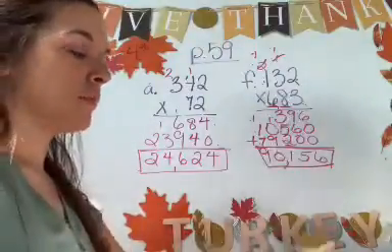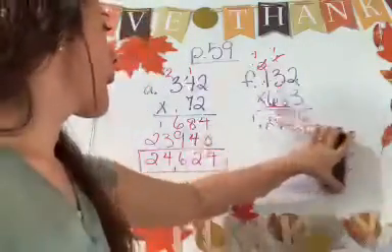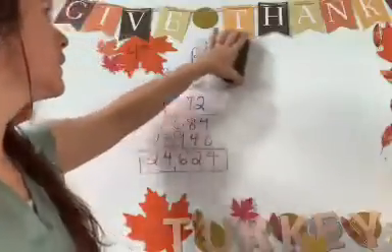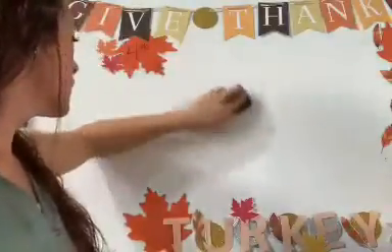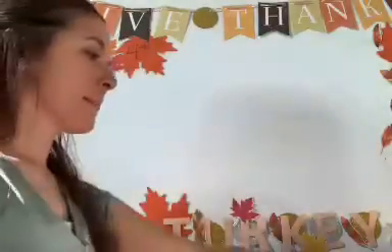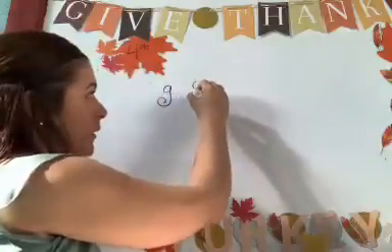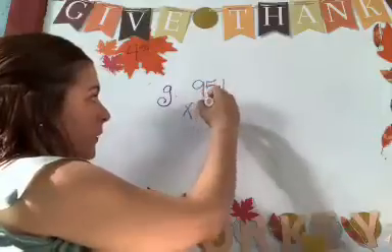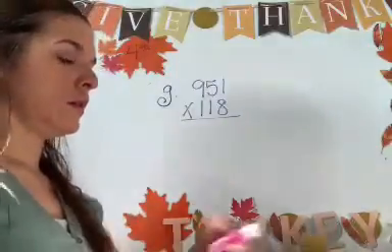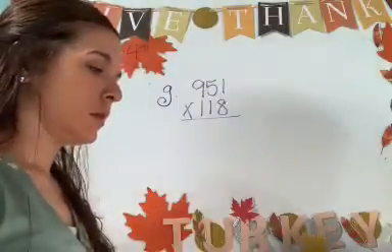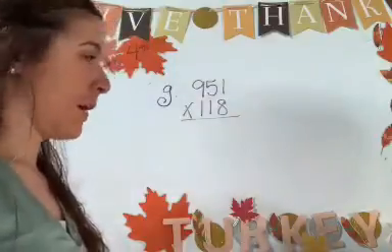Okay, so I want you to try letter G. Try letter G and then we'll do it on the board together. Remember your two zeros. Okay, go ahead and do letter G. Okay, since there's a bunch of ones in there, I think you might be done. Here we go, let's do it.